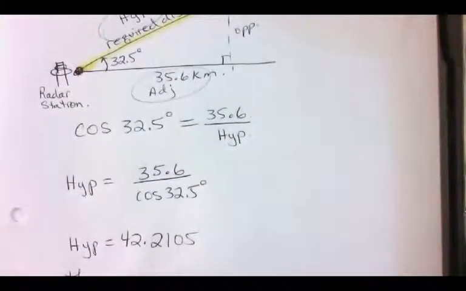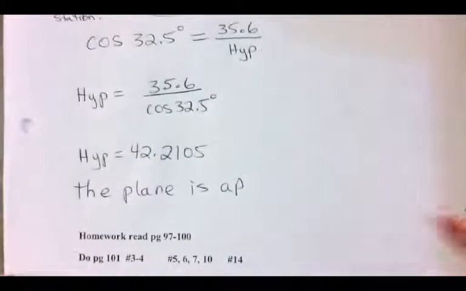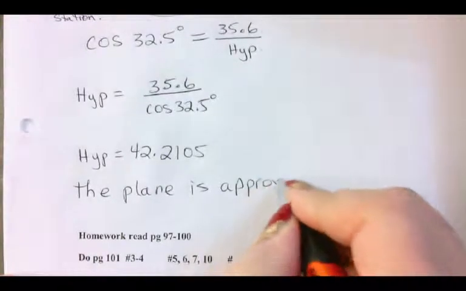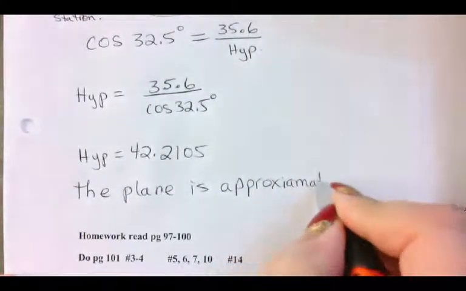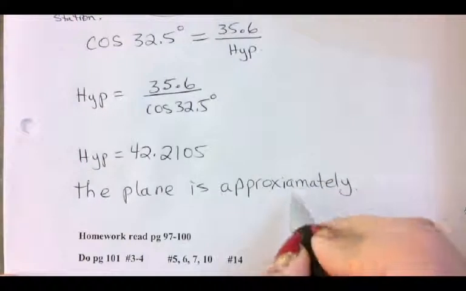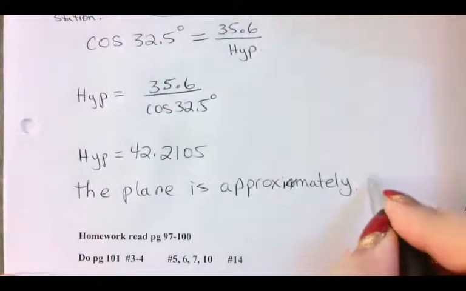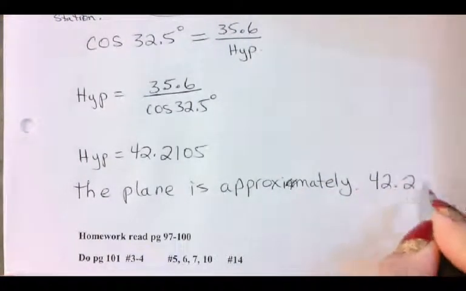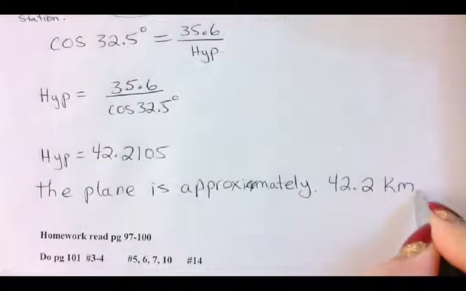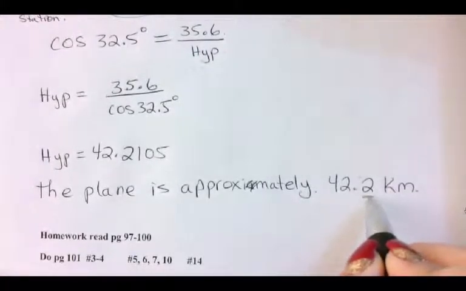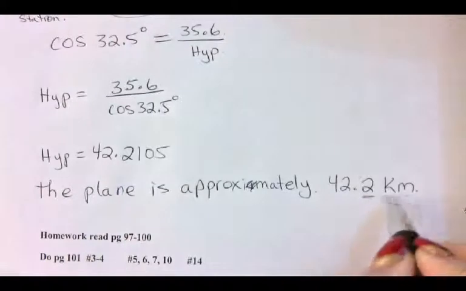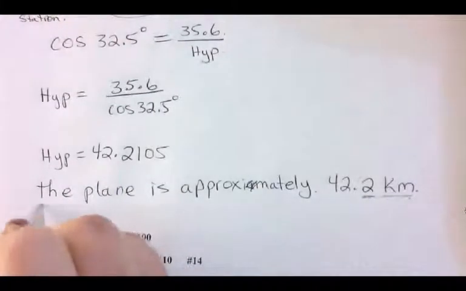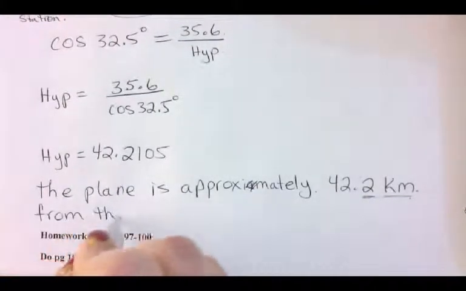So the sentence will be, the plane is approximately 42.2 kilometers, rounded to the nearest tenth of a kilometer, and make sure you have your units, from the radar station.